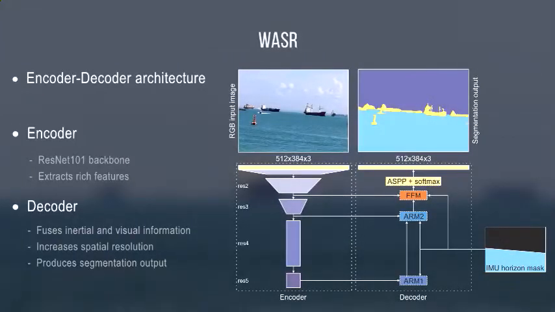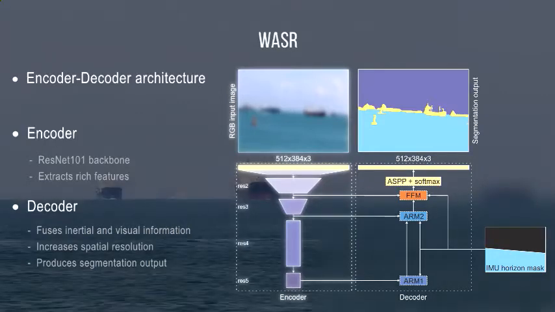For this purpose, we have developed a novel deep segmentation network, which is also our first contribution. Its architecture consists of a deep encoder, which extracts rich features from the input image, and a decoder, which is in charge of three tasks. It fuses inertial and visual information, it increases spatial resolution, and it produces segmentation output.